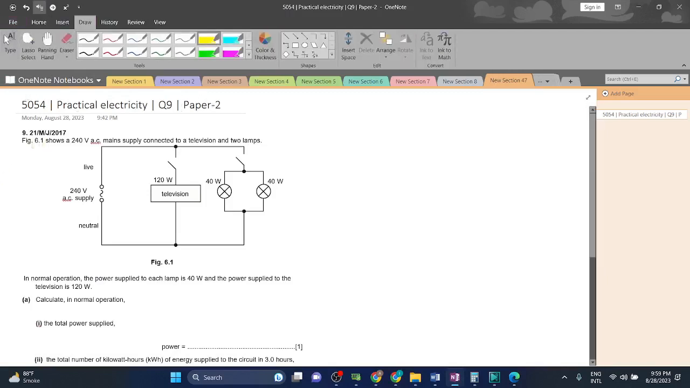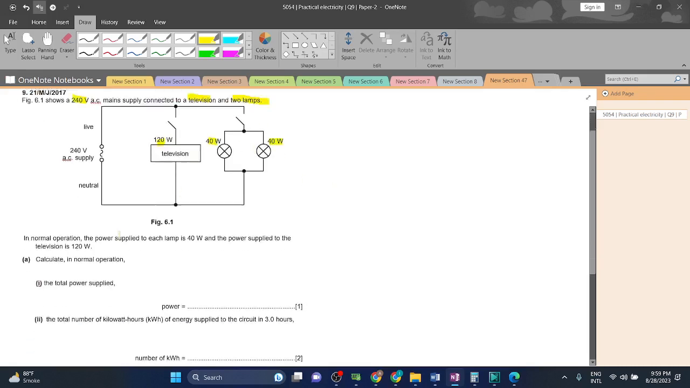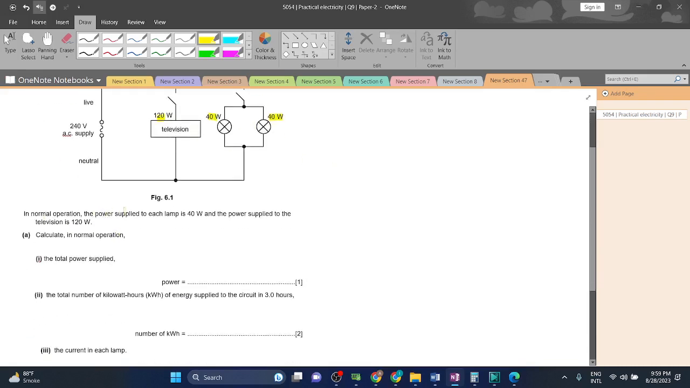Let's start. Question 9. Figure 6.1 shows a 240-volt AC mains supply connected to a television and two lamps. So it's a television and two lamps of 40 watts each in parallel. In normal operation, the power supplied to each lamp is 40 watts and the power supplied to the television is 120 watts. Calculate the total power supplied in normal operation.